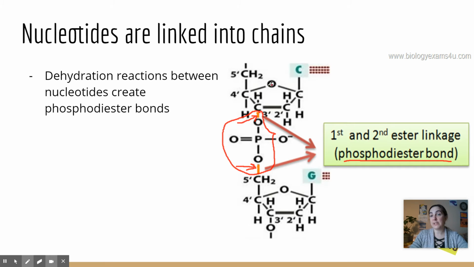So you can see the sugar is up here and the phosphate's here. The base in this diagram is just summarized with the letter. So there's your cytosine, guanine. That's what's kind of pointing towards the middle of that DNA ladder.